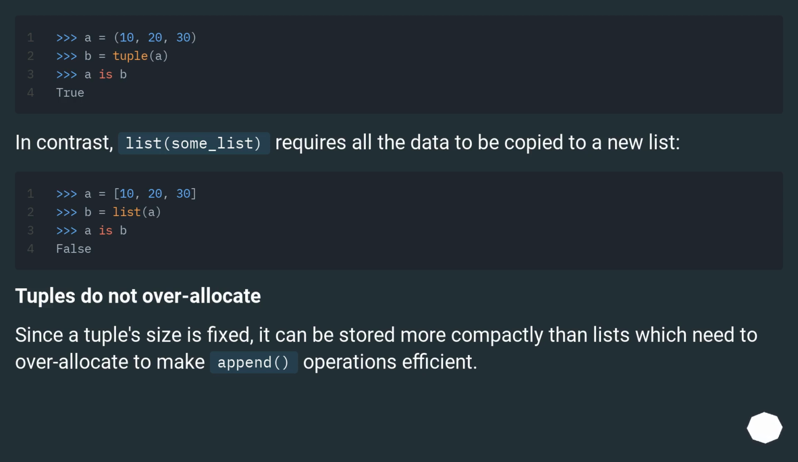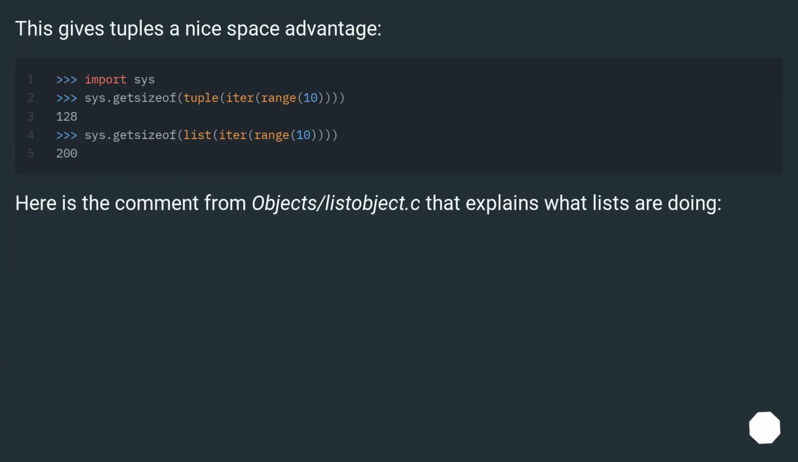Tuples do not overallocate. Since a tuple size is fixed, it can be stored more compactly than lists, which need to overallocate to make append operations efficient. This gives tuples a nice space advantage. Here is a comment from object/listobject.c that explains what lists are doing.